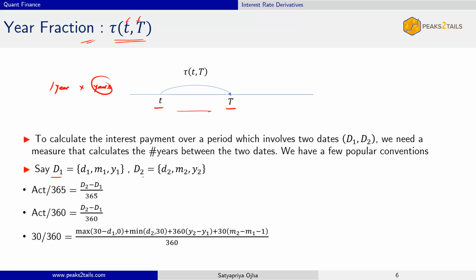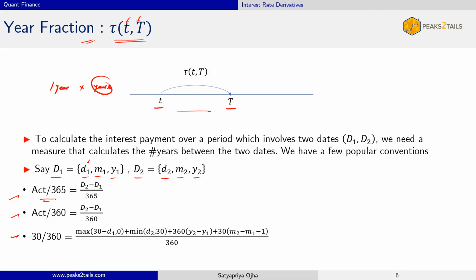Okay, so let's say there are two dates, D1 and D2. D1 will have some day, month and year, correct? Just two dates. These are the three things you need to define a date: day, which month, which year. To figure out the time distance between D1 and D2, we need some convention. There are three popular conventions, and there are many more also. Based on the convention that you use, your year fraction would be different. How many years are contained within that period? That's what we're trying to figure out.